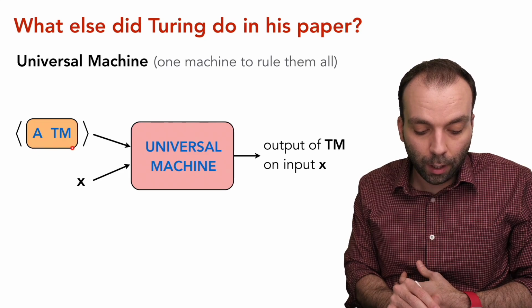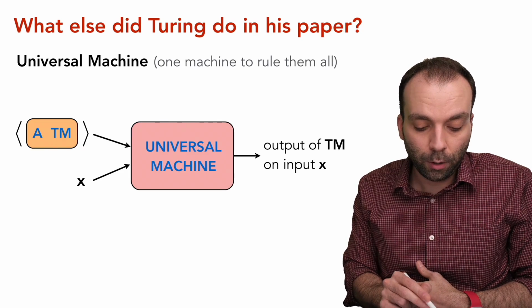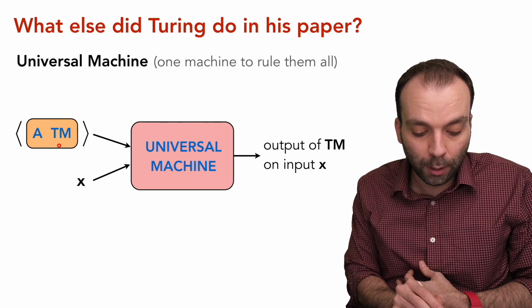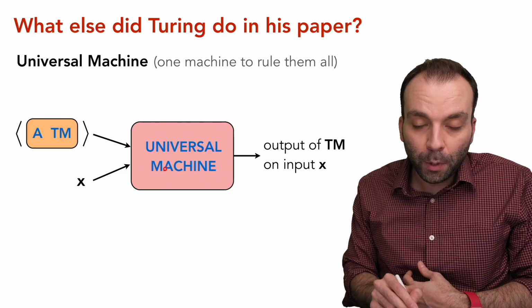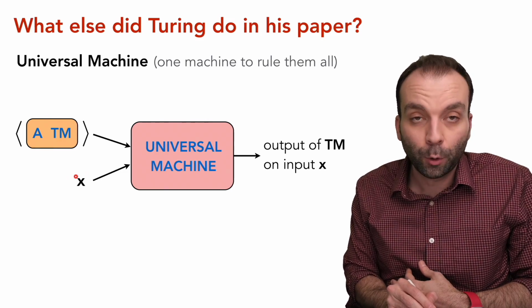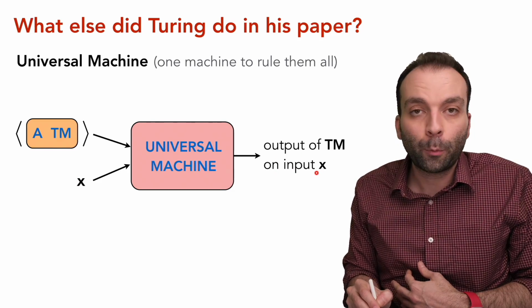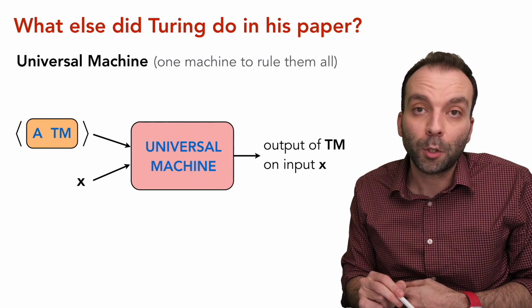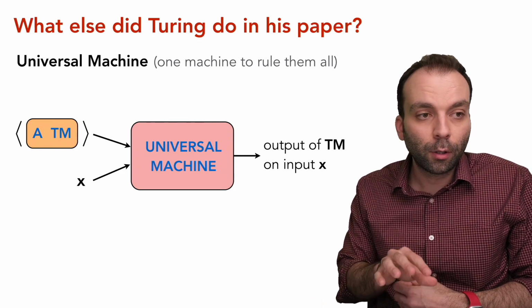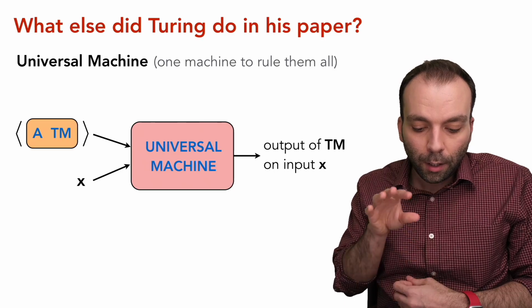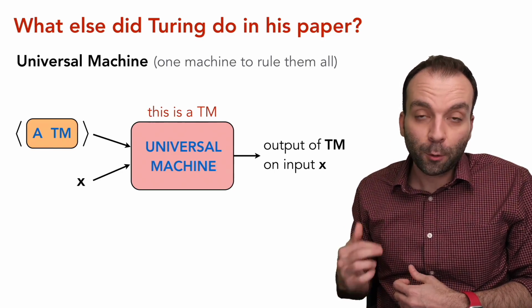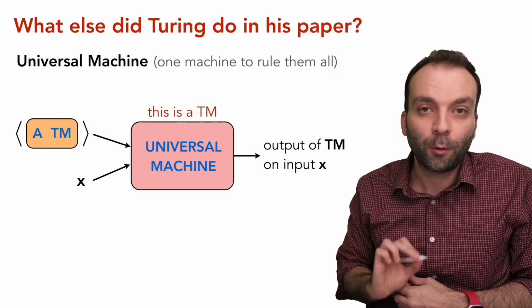So we have a Turing machine here as input, the encoding of a Turing machine, and we have some X which is supposed to be input to this Turing machine. The universal machine's role here is to simulate this Turing machine on that input X and then provide the output that that Turing machine would provide, right? And this universal machine is a Turing machine itself, okay? So you can actually come up with a Turing machine which is a universal machine.